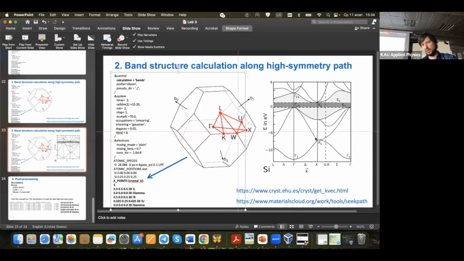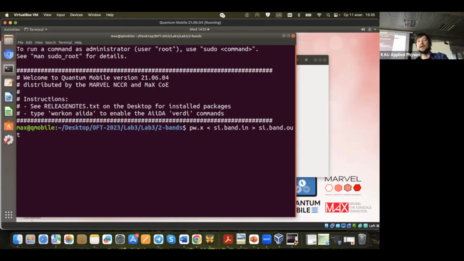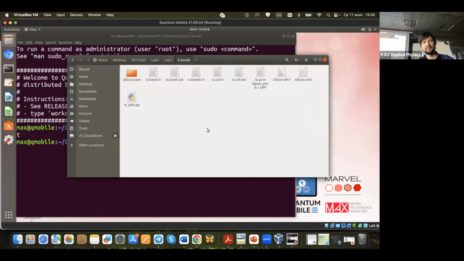And all these coordinates I have put in here, and I'll get this picture. So why did I choose it? Because I want to compare with something. I want to compare with some literature data. It's the best way to compare, to take the same path. And we can start it. PWX, silicon band in, silicon band out is our band calculation. And we got silicon band out.